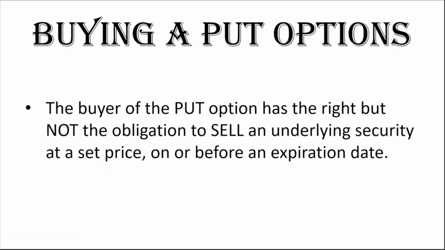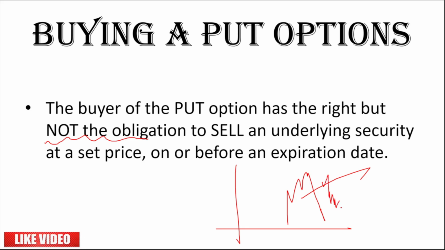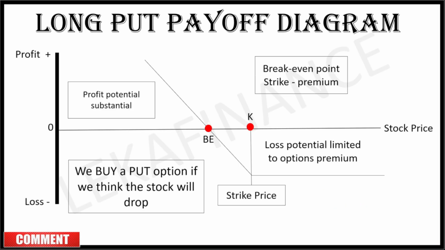The buyer of the put option has the right but not the obligation to sell the underlying security at a set price on or before the expiration date. The more the stock price drops, the more you can make as a put option buyer. We buy a put option, as I said, if we think the stock will drop. In this case, if the stock drops past the strike price, we can profit the difference between the strike price minus the current stock price.